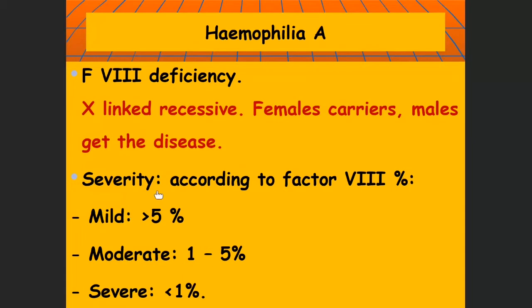The severity of hemophilia A is according to the concentration or the percentage of factor 8. If factor 8 is more than 5%, then this is a mild disease. If it is between 1 to 5%, then this is moderate disease with moderate bleeding. If the concentration is less than 1%, then this is severe hemophilia.